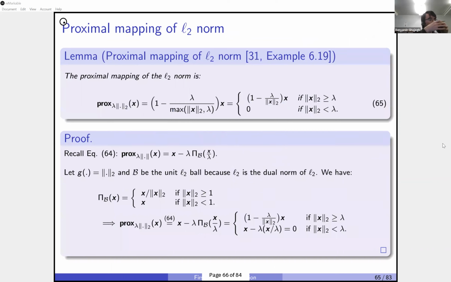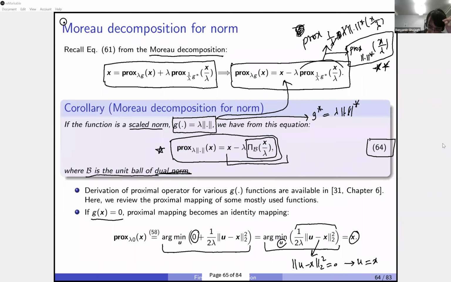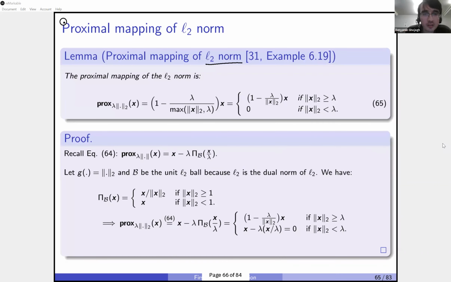Now, let's talk about the proximal mapping of L2 norm. Proximal mapping of L2 norm. By the way, you can see a lot of proximal mappings of many different functions, such as norms and these things in reference 31, chapter 6. But we are saying some of them. So proximal mapping of L2 norm is this, and we'll prove that.